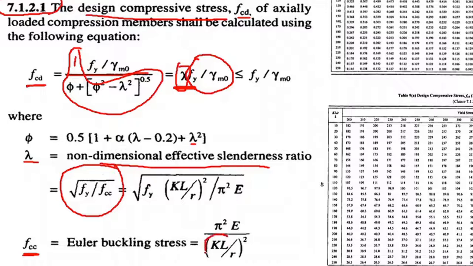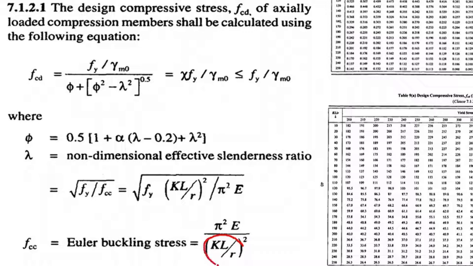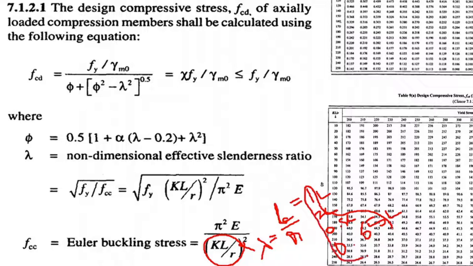So here this is the slenderness ratio. This KL by r is the slenderness ratio. As we discussed earlier, it is effective length upon its radius of gyration r. We have seen that effective length may be 1 times L or 2 times L or 0.8 times L for pinned, and for fixed it is 0.65 times L. This value can in general be termed as K. So KL is the effective length, and effective length upon its radius of gyration is the slenderness ratio lambda.